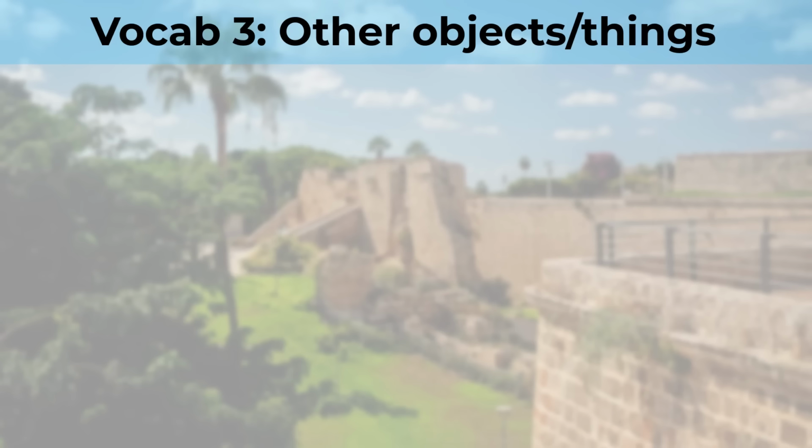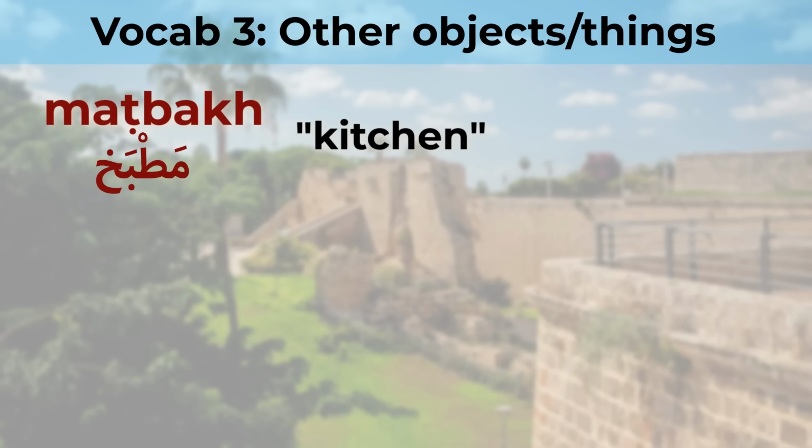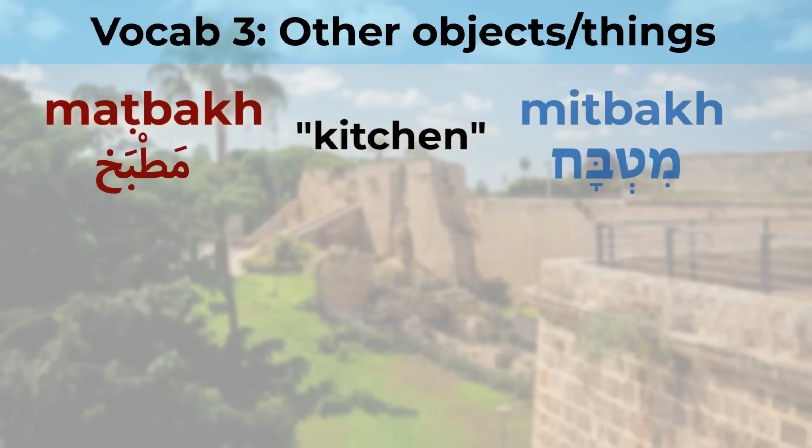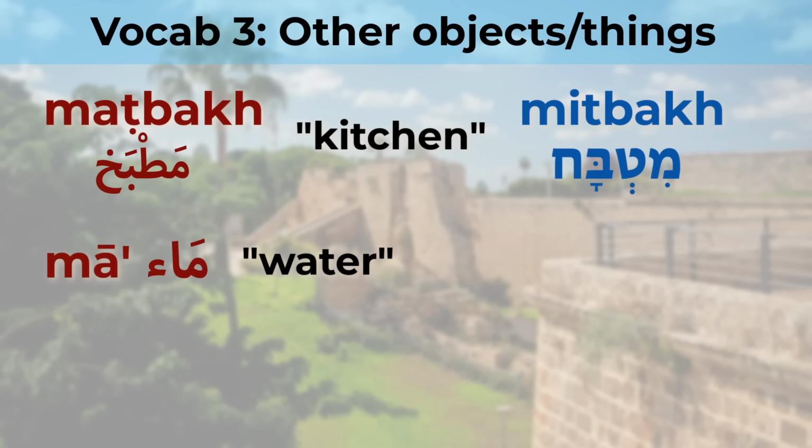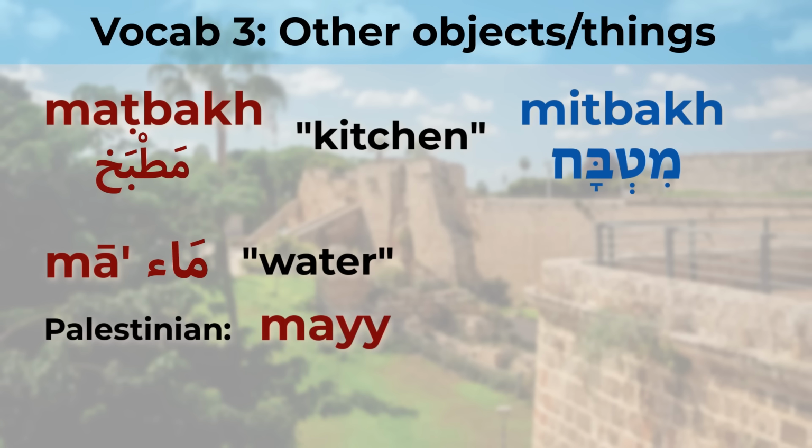And here are a few words for some other things and objects. The word for kitchen in Arabic is matbach, while in Hebrew it's mitbach. The word for water in Arabic is ma, and in Palestinian Arabic, mai, while in Hebrew it's maim.